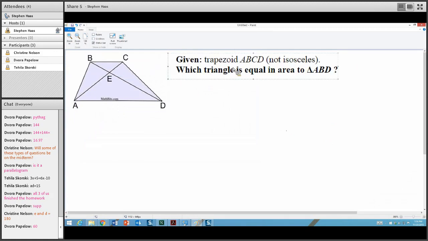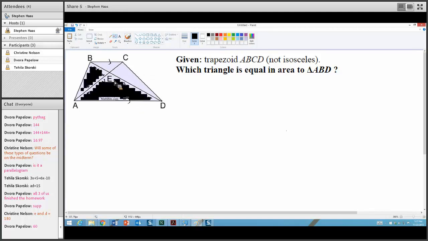Given trapezoid ABCD, which triangle is equal in area to ABD? First of all, these two sides are parallel to each other. And so ABD is this whole triangle. I don't know why it's not filling in the whole thing, so I'm just going to undo that, because it looks kind of ridiculous. But anyway, ABD is this whole area. What triangle has to be equal to ABD?